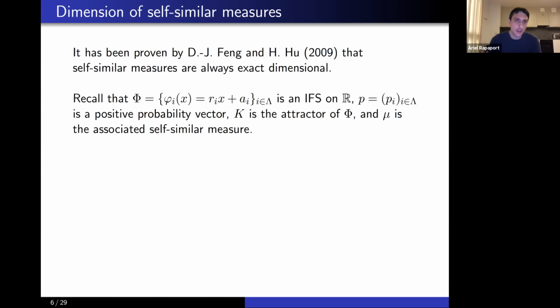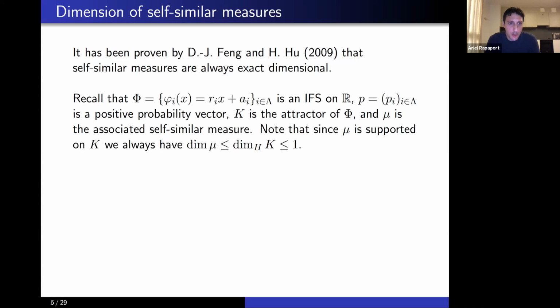So our notation: phi is the IFS, a finite collection of affine contractions of the line. P is a strictly positive probability vector. K is the attractor corresponding to phi, and mu is the self-similar measure which corresponds to phi and p. And note that since mu is supported on K, we always have these inequalities. This inequality holds because mu gives a positive mass to K, because it's supported on it, and because the dim mu is equal to the Hausdorff dimension of mu.